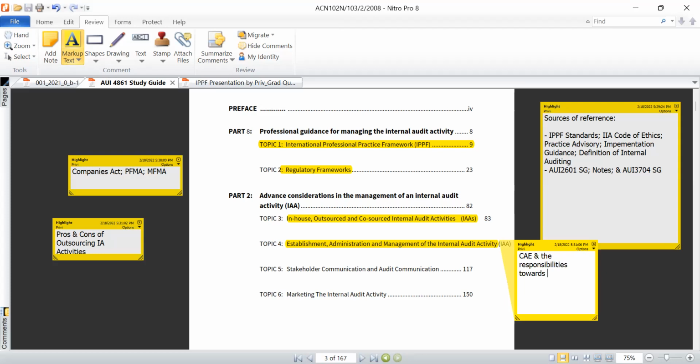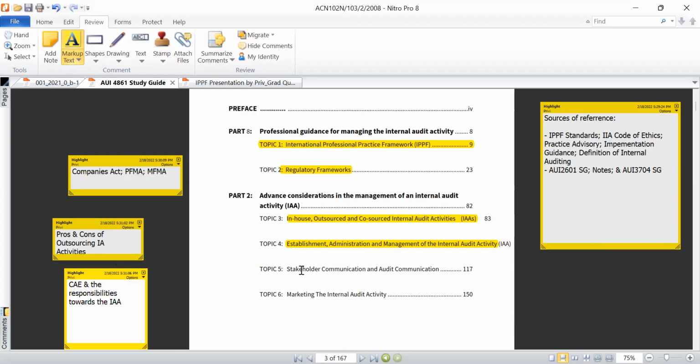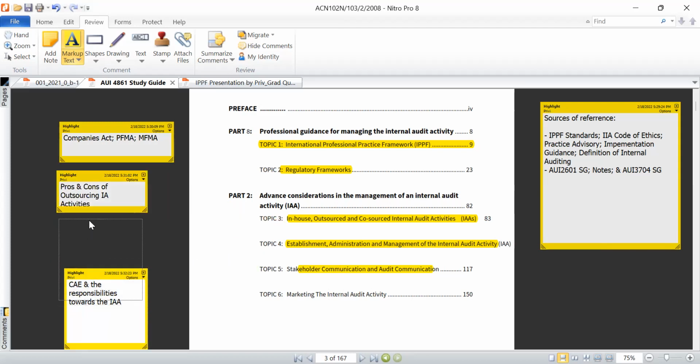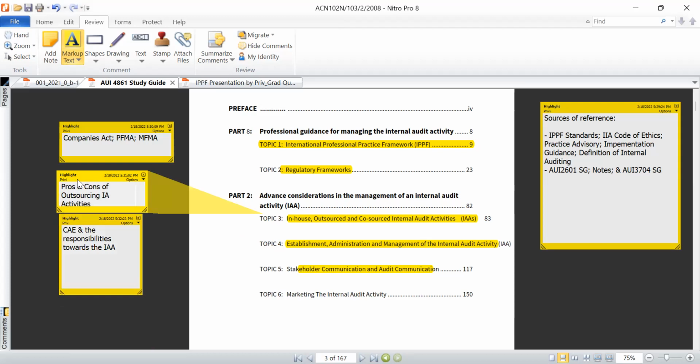That's topic number 4. So I'll simply say: the CAE and the responsibilities towards the internal audit activity. And then stakeholder communication has to do with the different channels of reporting that the chief audit executive would have to have in place. There's administrative reporting that he or she does to the CEO. And then there's another line of reporting that happens with the board, and that is called functional reporting. And then the last one deals with marketing the internal audit activity.